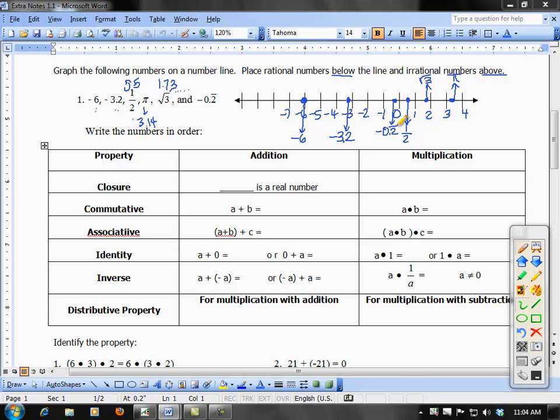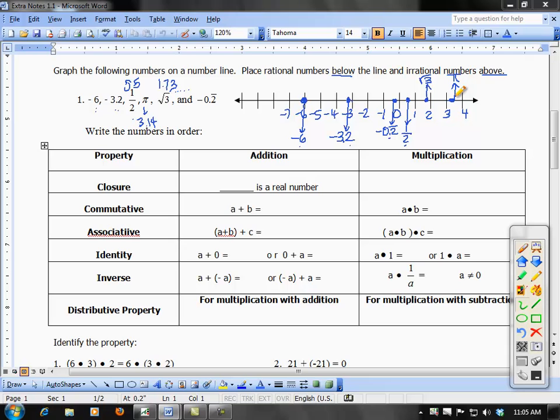Okay, so this is one idea. Now, I may not necessarily make you put it on a number line later, but I will have you write them in order. And if I ask you to write it in order from lowest to highest, we would say negative 6, negative 3.2, negative 0.2 repeating, 1/2, square root of 3, pi. And so you'd write it in order as you're going through.